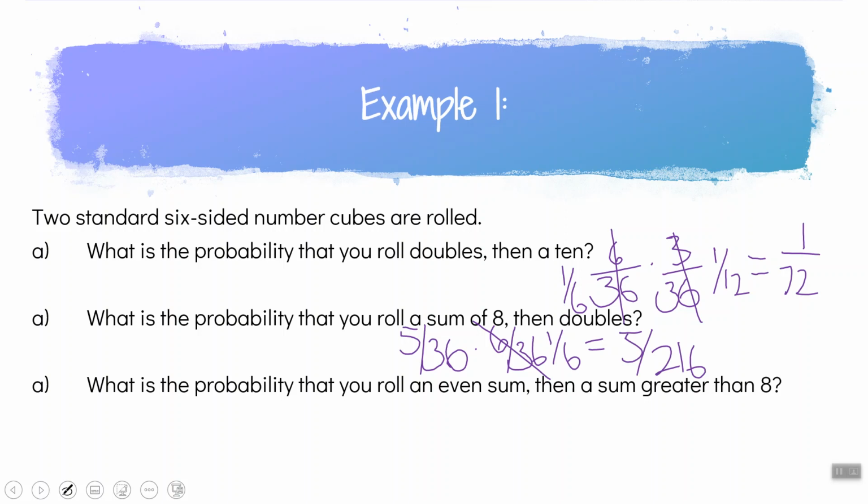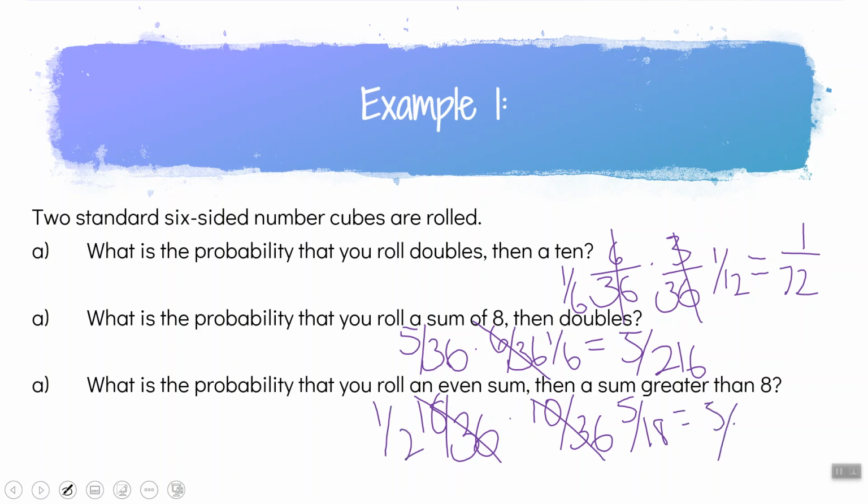What's the probability that you roll an even sum and then a sum greater than 8? Well, odds of getting an even sum are 18 out of 36. And the odds of getting a sum greater than 8 is 10 out of 36. Reduce both of those. Which gives us 5 out of 36, which is about 13.9%.